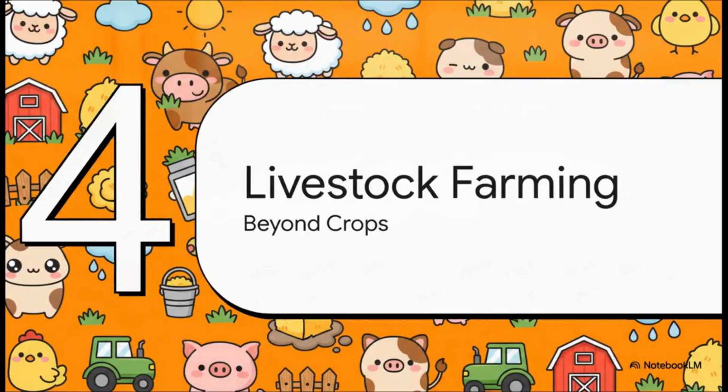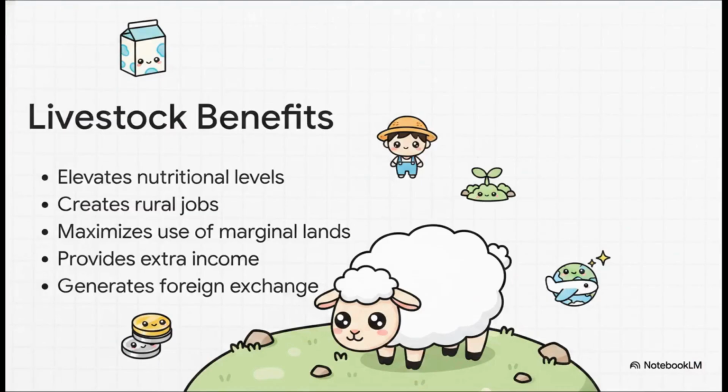All right, Section 4, livestock farming benefits, looking beyond just crops. Livestock farming is just incredibly dynamic. Not only does it elevate our population's nutritional levels by giving us protein-rich food, but it also serves as a major economic engine. It creates rural jobs and provides a really stable extra income for farming families. Plus, livestock naturally produces organic fertilizer, which goes right back into the soil for crop farming.